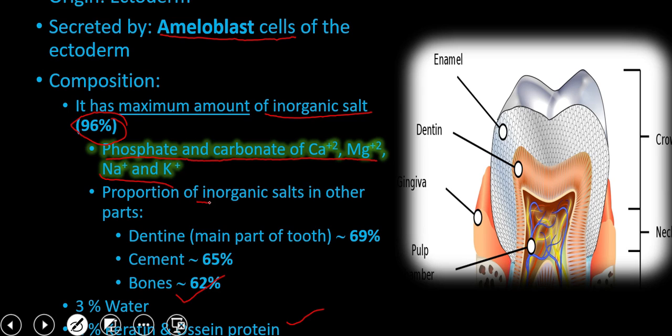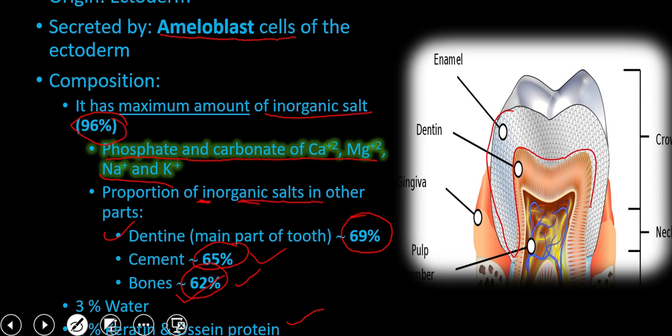And the proportion of inorganic salt in other parts: dentin, which is another main part of the tooth, has 69% inorganic salt. Cement layer has 65%, and bones have 62%. So enamel is the hardest material. Dentin is somewhat less hard compared to the enamel. Cement is again less hard compared to dentin, but harder compared to bones. So this white part represents the enamel.